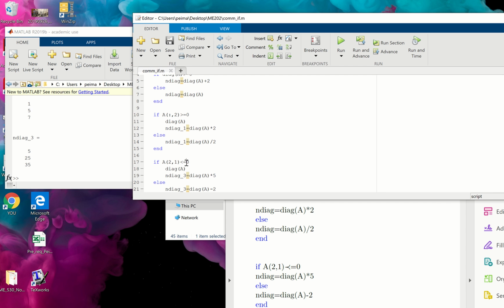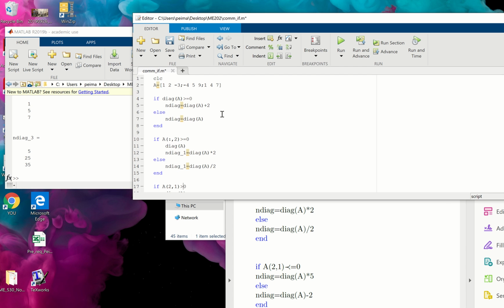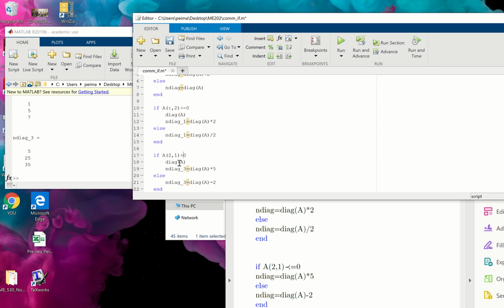So now I'm going to change it. I'm going to say, you know what, is greater than 0. Okay, so I'm saying if the second row and the first element of the matrix A is greater than 0. The second row and the first element is minus 4, which is not greater than 0. So we're going to skip this because this is not valid. We're going to go to else, that's right. So this is going to make it minus 2.